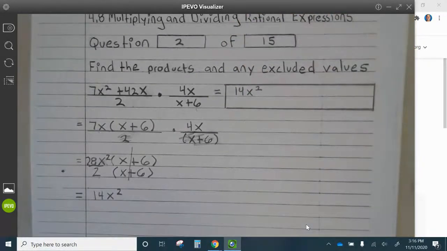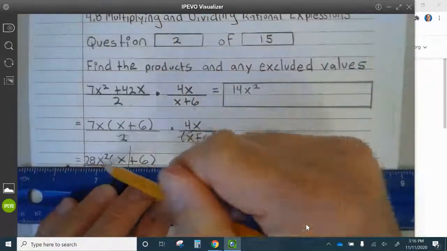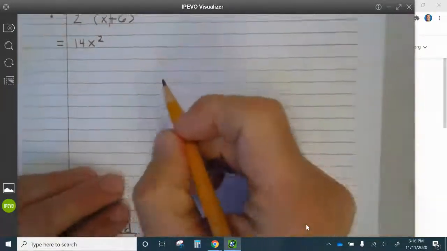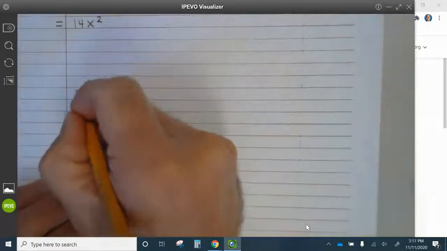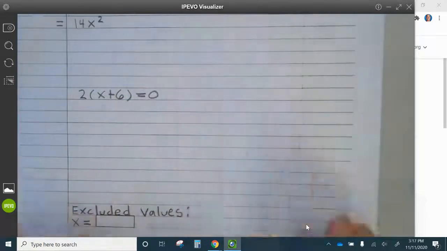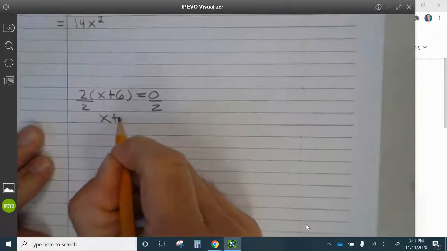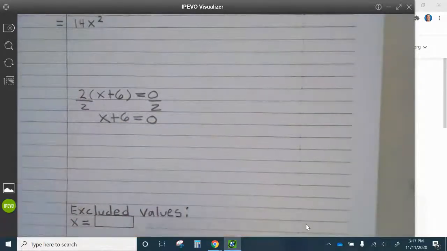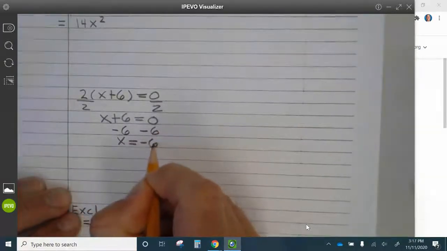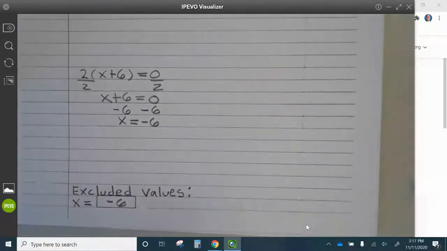Now for the excluded values, we set the denominator equal to 0. So we can set 2 times x plus 6 equal to 0. Well, divide both sides by 2. You get x plus 6 equal to 0. Subtract 6 from both sides. So the excluded value is x equals negative 6. That should help you with question 2.